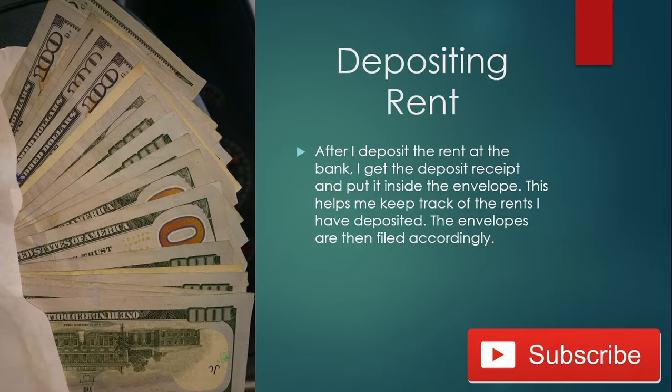So after I collect the rents from the safe, whenever I run to a store, I go to the bank and deposit the rents, and the receipt that the bank provides me with, I put inside the envelope. This helps me keep track of the rents that I have deposited. The envelopes are then filed accordingly. So after coming back to the office, I have all the envelopes with receipts inside, and then I just file the envelopes in each folder for the address.